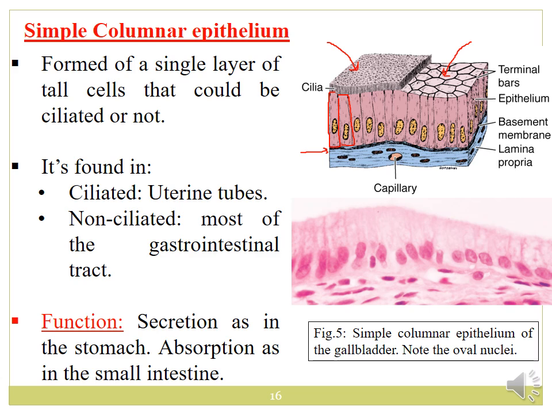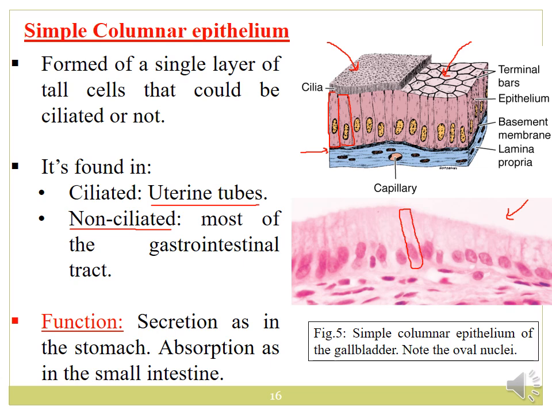So the ciliated simple columnar epithelium is found in the uterine tubes. The non-ciliated simple columnar epithelium is found in most of the gastrointestinal tract. For example, in the stomach, in the small intestine, in the large intestine, and, for example, in this image here, this is the gallbladder. So these are the columnar cells, and we have only one layer.